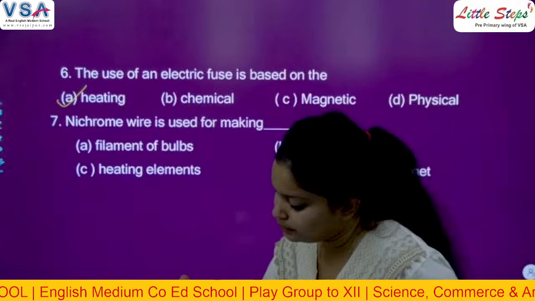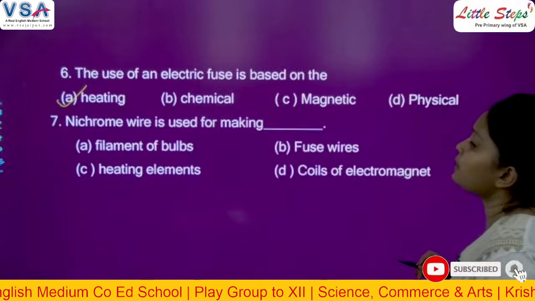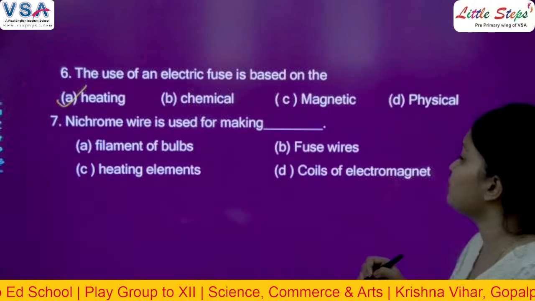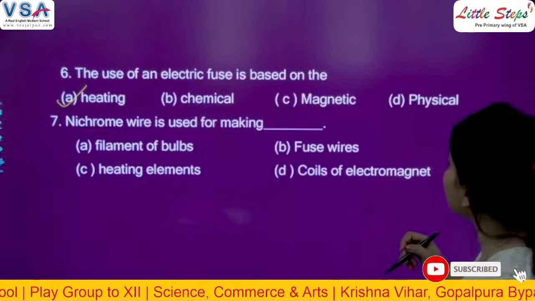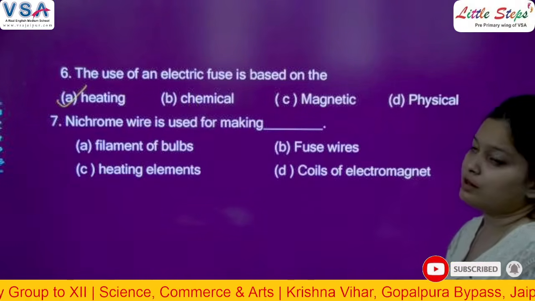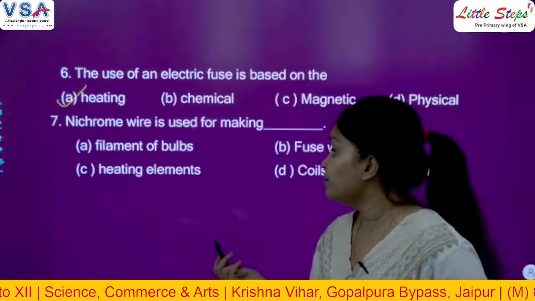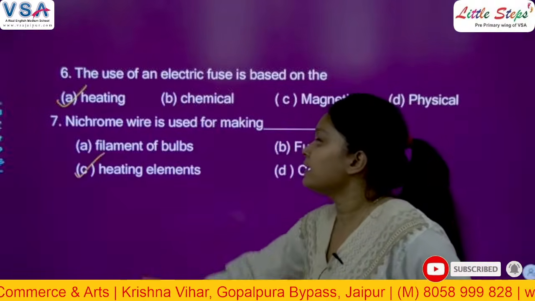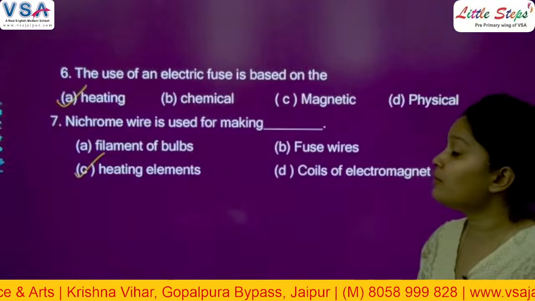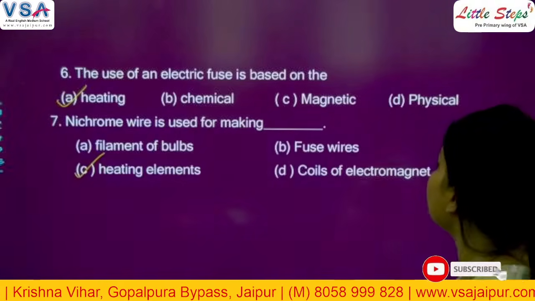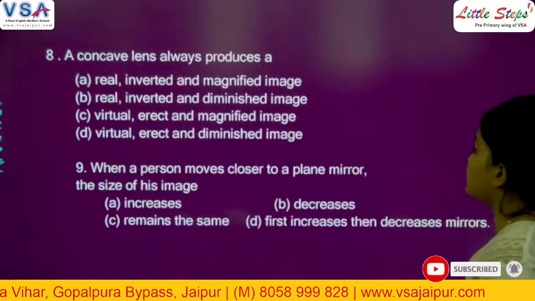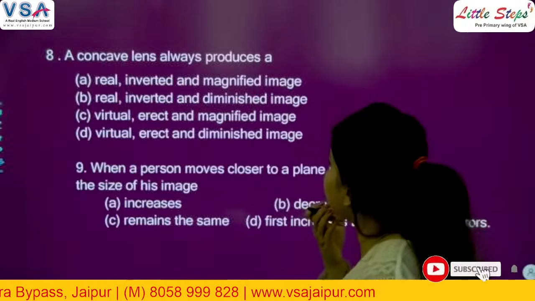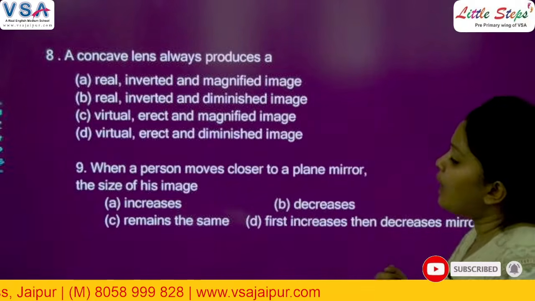As always. Yes. Nichrome wire is used for making. Nichrome wire से हम क्या बनाते हैं? Filaments of bulbs, fuse wires, heating elements, and coils of electromagnets. This is also from the chapter magnetic effects of electric current. Electricity वाला chapter है ये. Heating elements. This nichrome wire will also help in heating substances, make them heat.